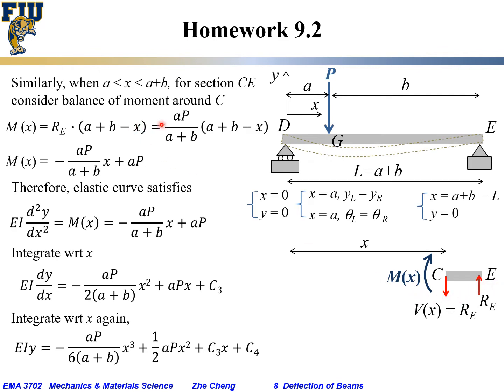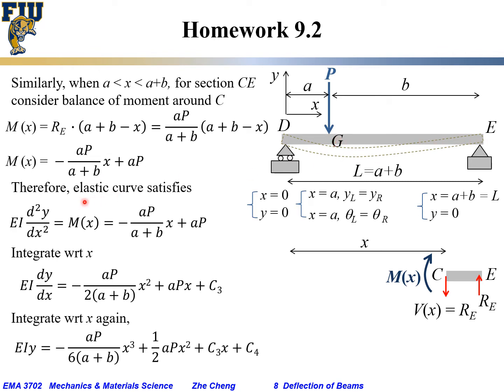Okay, and what is RE? RE from the previous page we know is a times P over a plus b, a over essentially the total length times P. Okay, and if we expand it, AB and AB would cancel out. We would have AP at the end, and then we would have AP over A plus B times X. Don't forget the negative sign here. So this would be the internal bending moment for the section between G and E.